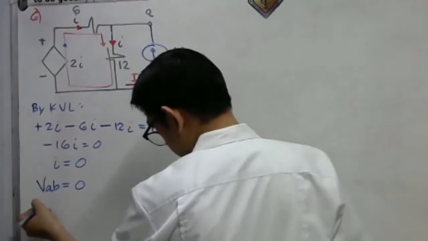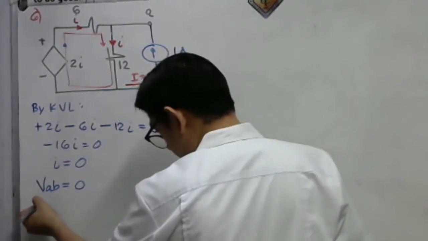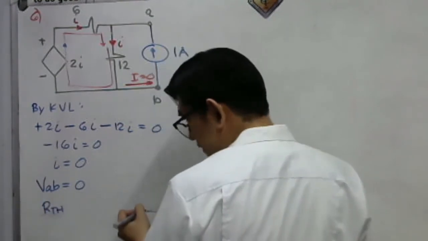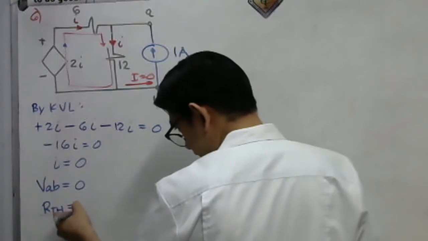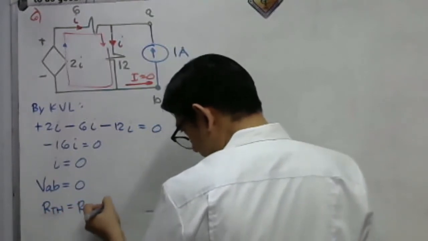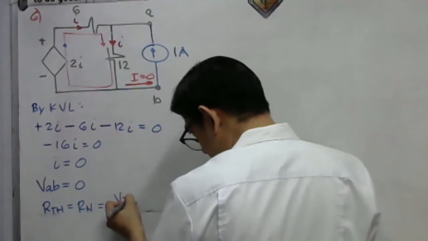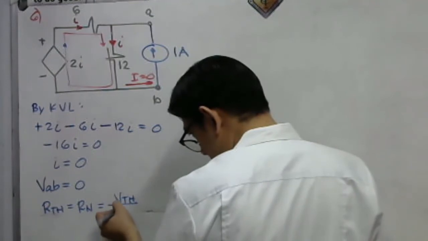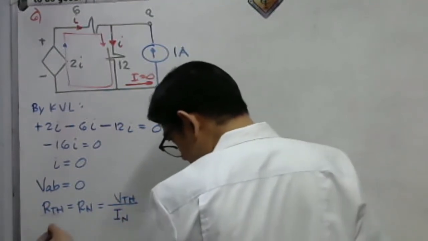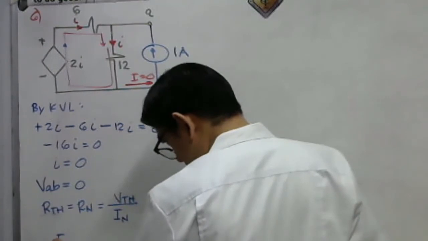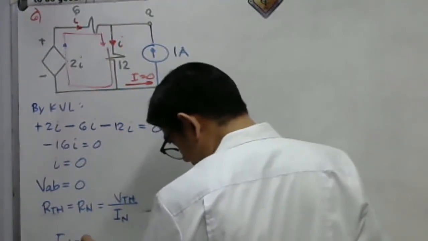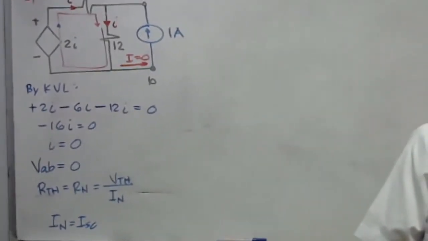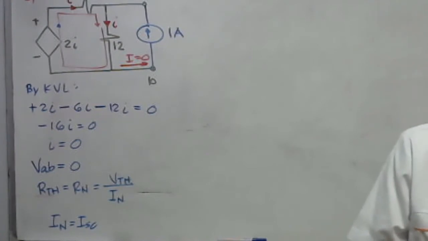We have to take note that our RTH, I mean, that is the Thevenin's or the Norton's resistance, they are just equal, right? It is simply equal to the Thevenin's voltage over the Norton's current. What is Norton's current, by the way? The Norton's current is simply equal to the short circuit current. That is our short circuit current too, guys.